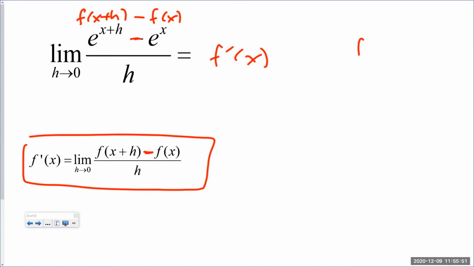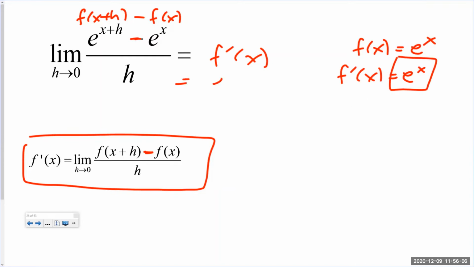E to the x. So on the side of your paper, you should say f of x is e to the x. I need to find f prime of x. So f prime of x is what? What's the derivative of e to the x? E to the x times 1, which is e to the x, and that is your answer. Does that make sense, guys? Okay, so that's how you do that problem.